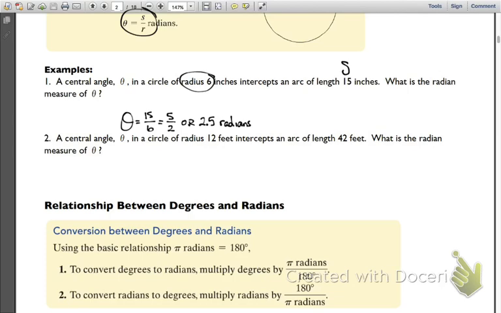Excuse me. So central angle, radius of 12, arc length of 42. What's the radian measurement? How am I going to set it up? What do I need to do first? What's on top? What's on bottom? 42 over 12. Again, if you want, you can simplify this. You can divide both of these by 6 and have 7 over 2. Or you can just call it 3.5 radians.